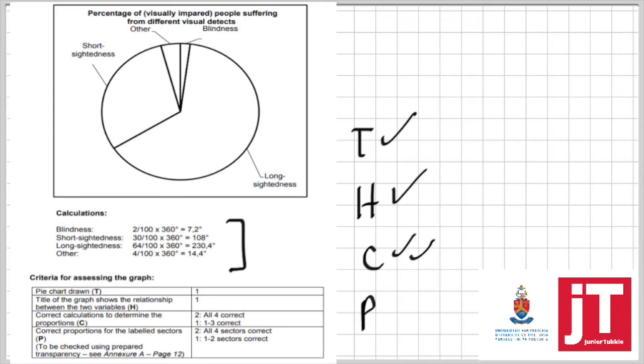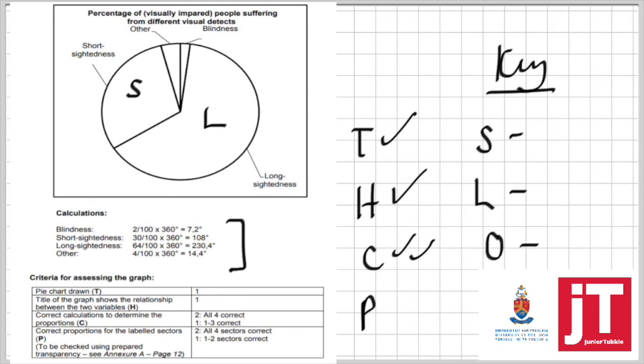And then, of course, your portions must be correctly labeled. Now, you don't have to have them labeled as in the memo. You can use a key. And then you can say S for short-sightedness, L for long-sightedness, O for other, and B for blindness. So that is how you would draw a pie chart. This is a very important skill. Please make sure that you have your compass and your protractor with you all the time when you write your exam.